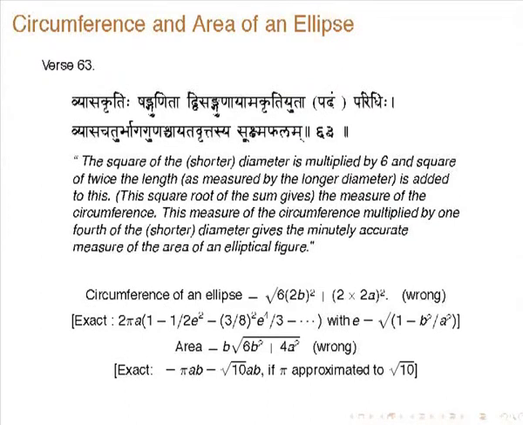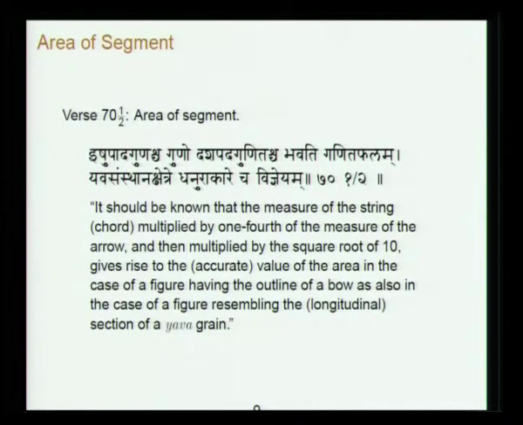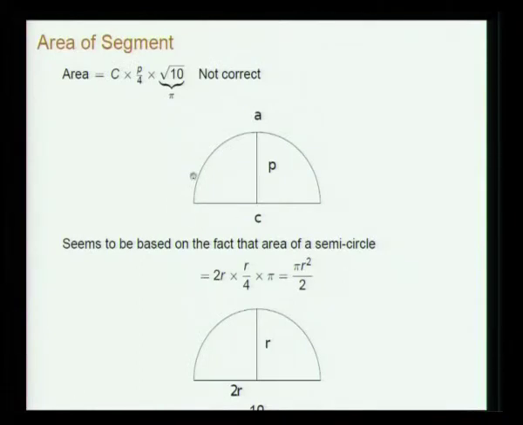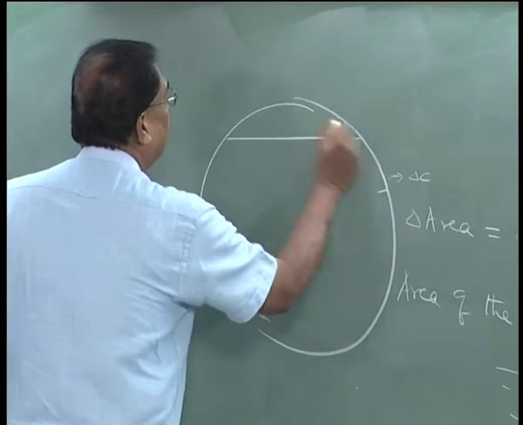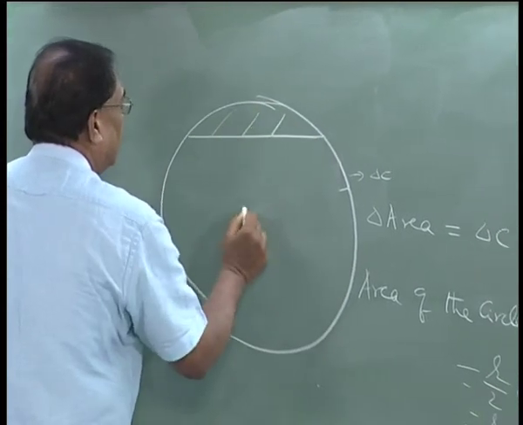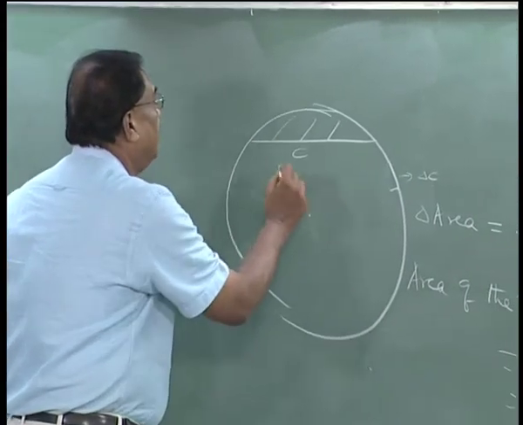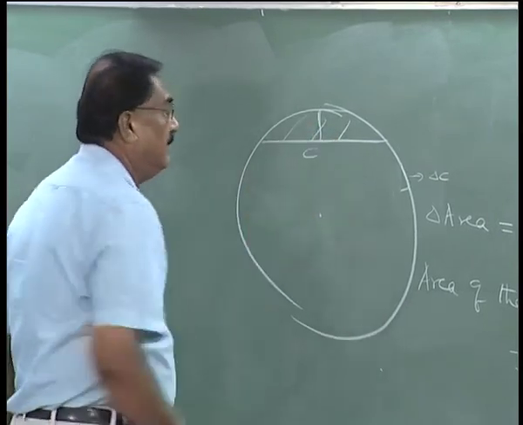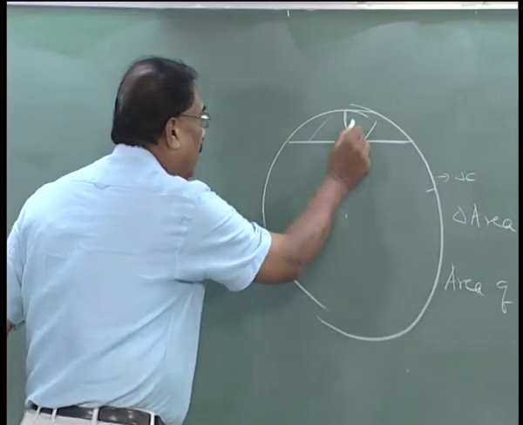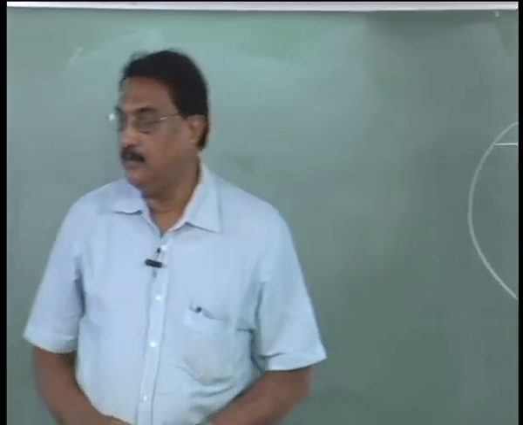The exact values of the circumference and the area are also shown in the slide for comparison. Then next he will talk about the area of a segment. So we will come to that. A segment is this: if a circle is there, this is a segment. This is the segment that he is taking, this is the chord C that he is talking about, and this is the arrow, P. So this is the segment he is referring to.